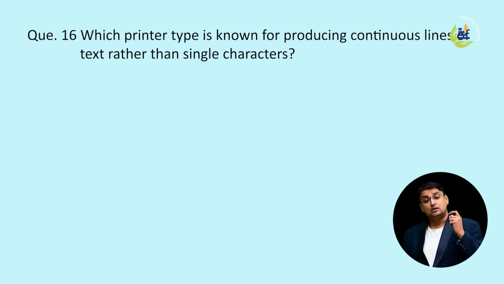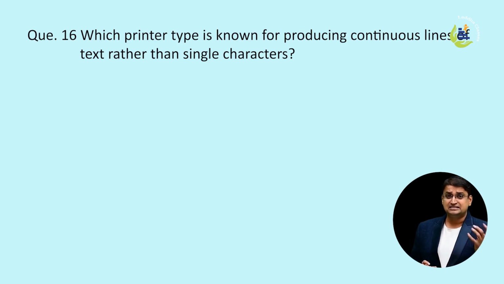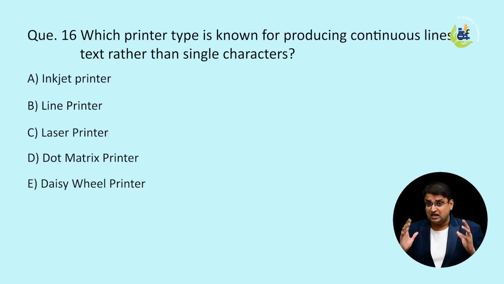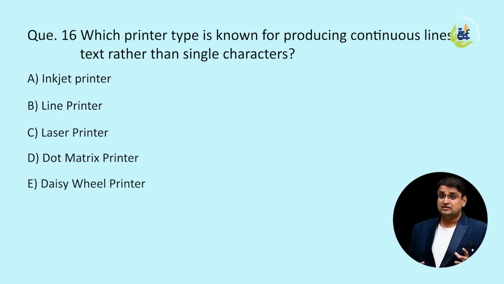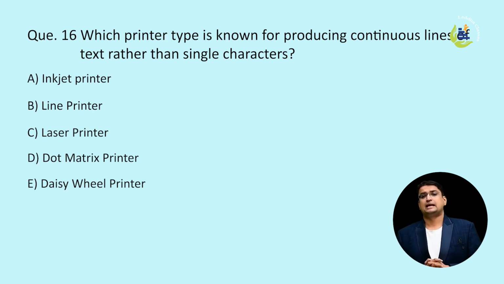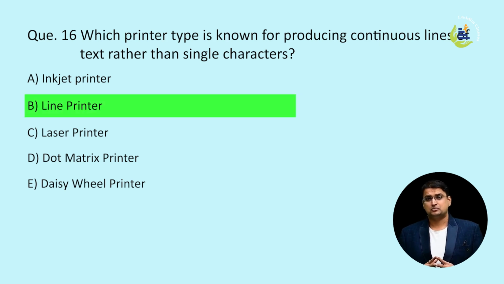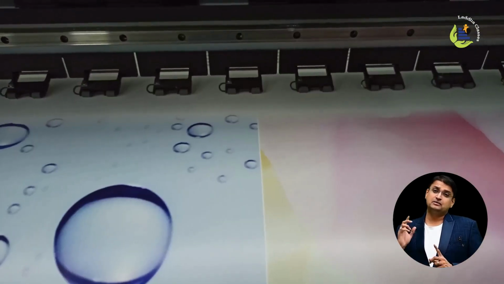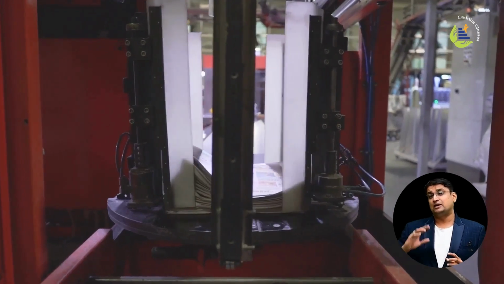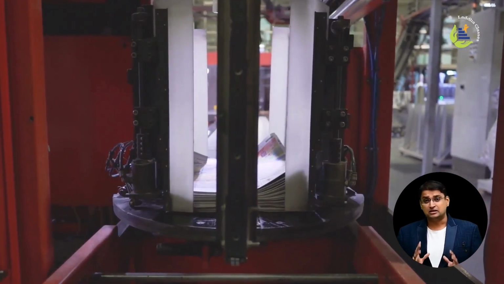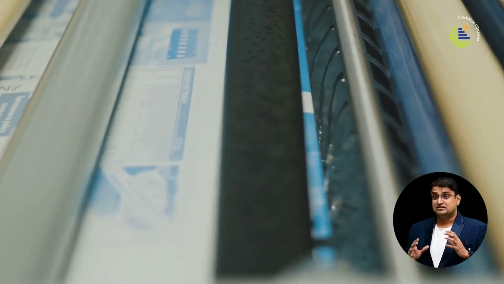Question 16. Which printer type is known for producing continuous lines of text rather than single characters? Options are inkjet printer, line printer, laser printer, dot matrix printer, daisy wheel printer. Correct answer option is B, line printer, because line printers are designed to print entire lines of text at once rather than character by character like other printers. Inkjet, laser, dot matrix, and daisy wheel printers print character by character rather than printing entire lines at once.